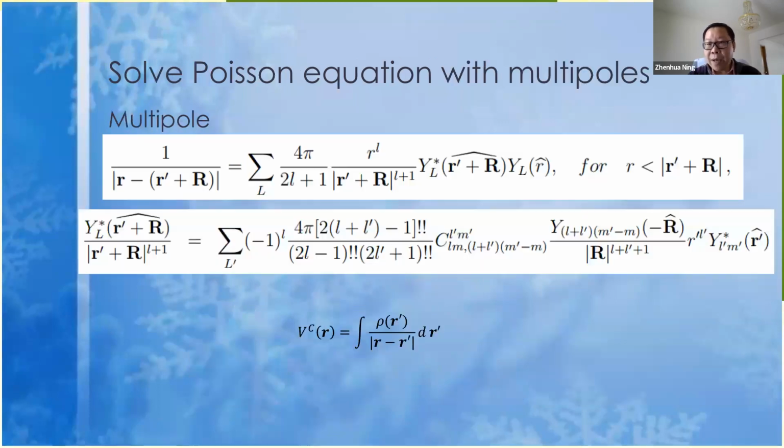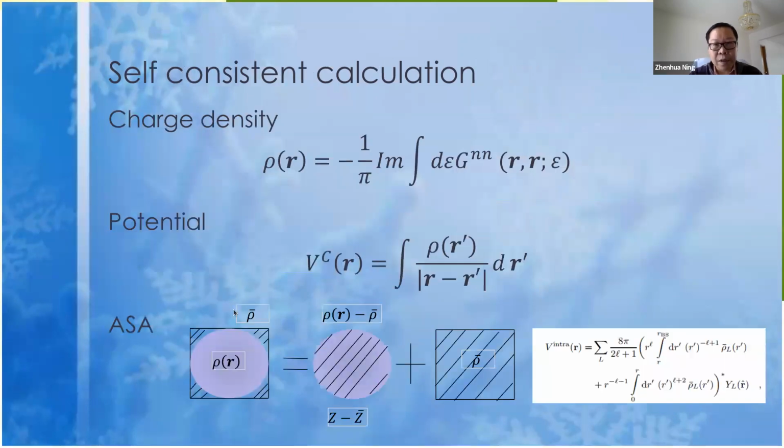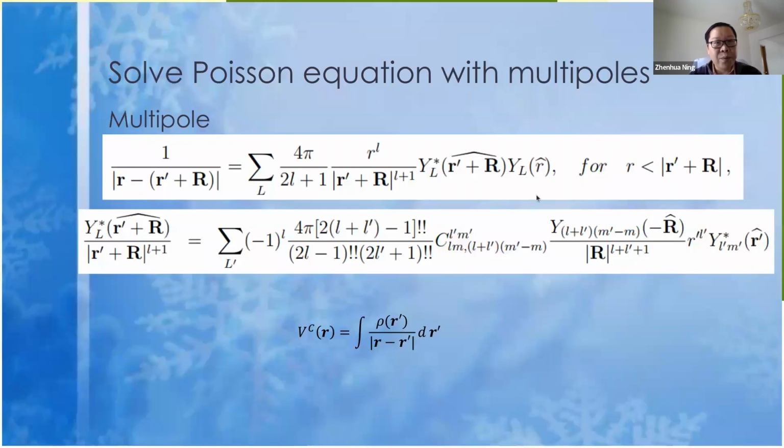But if we divide the system into non-overlapping Voronoi polyhedra or some arbitrary volume partitions, it's kind of difficult to solve the Coulomb potential term. People used to solve this by expanding the 1 over r minus r prime term by this equation, if this condition is satisfied, and then further expand.